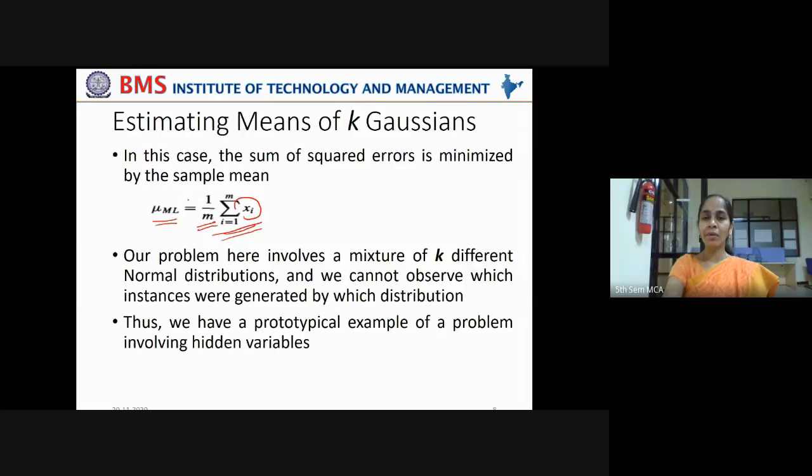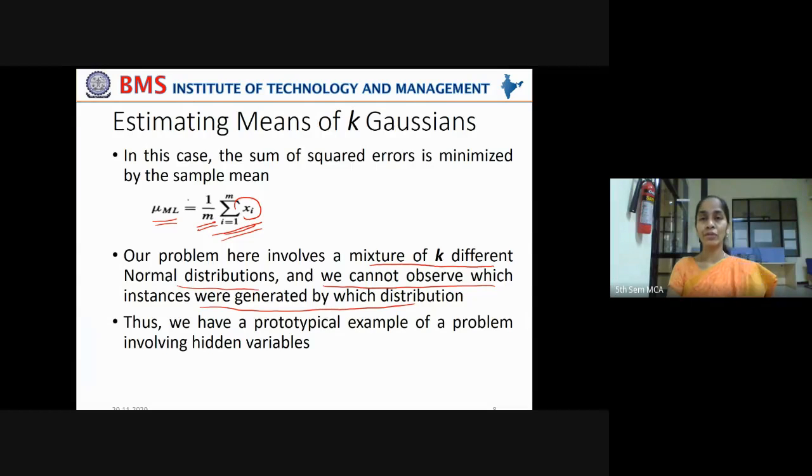Right? Now our problem here involves a mixture of k different normal distributions, and we can't observe which instances were generated by which distribution. Did you understand the problem now? Initially it will be completely vague, but as you go on, you will understand the concept very well. Do not get confused or lose interest if you don't understand in the first instance. Slowly, as you go on with the steps, somewhere it will trigger the understanding for you.